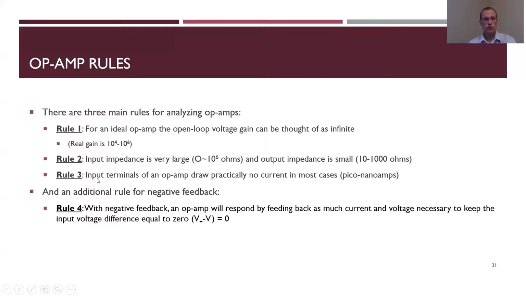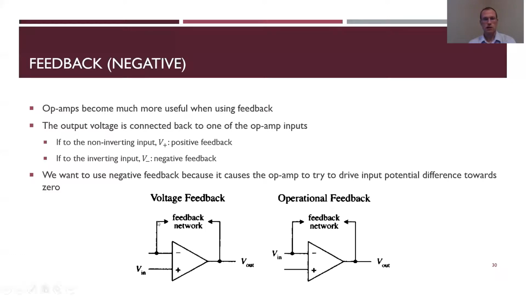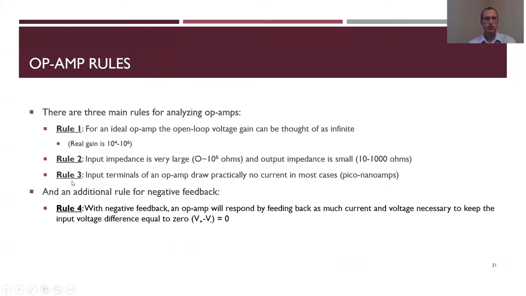Rule 3 is another important one. The input terminals of an op amp draw practically no current in most cases. We'll see this again in examples, but if I'm coming in here, I'm expecting all the current to go up around this way, because the current into this plus and minus terminal should be fairly small. So if there's another option for the current, it'll go that other way. So that's rule 3.